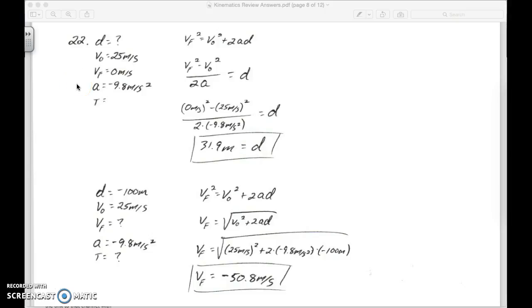This is problem 22 from the Kinematics review. You're on top of a 100-meter high building, thinking it would be cool. You throw a penny up at a speed of 25 meters per second and watch as it then falls to the ground at the base of the building.